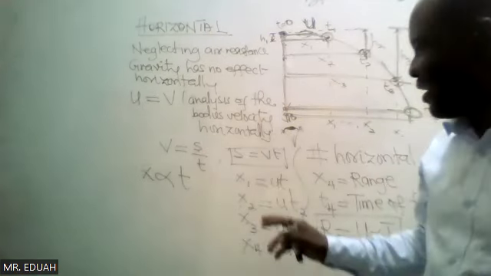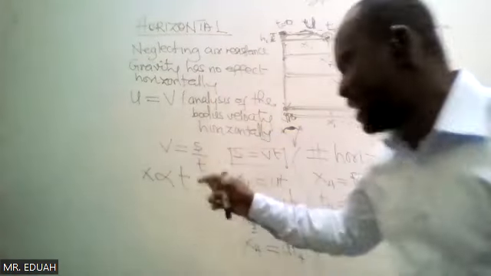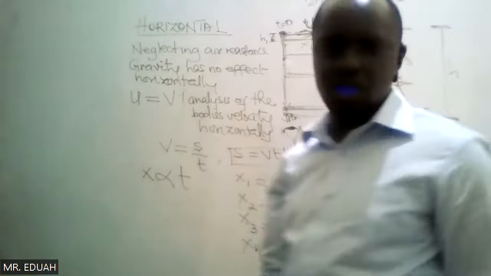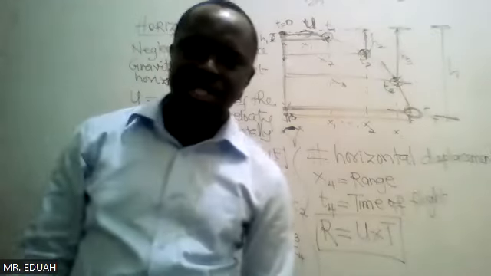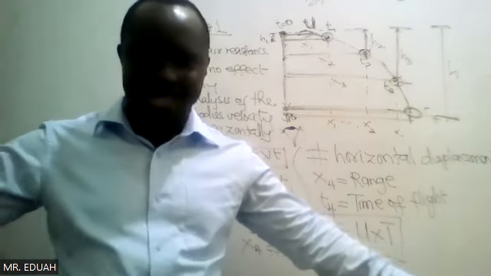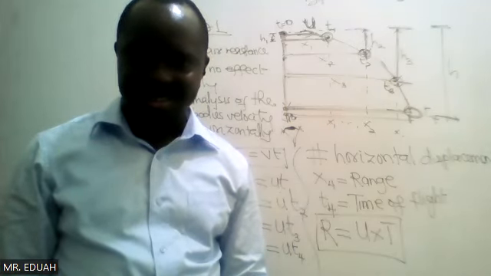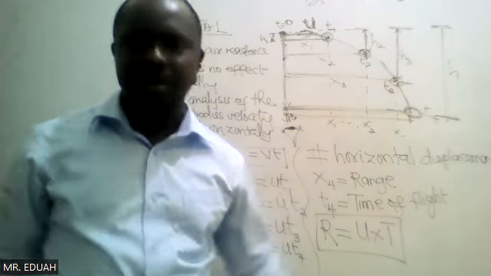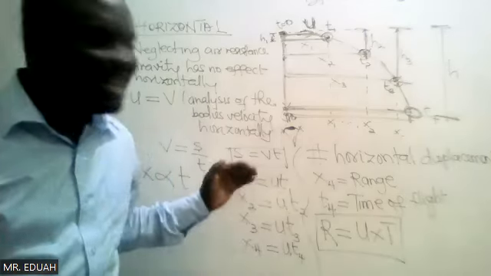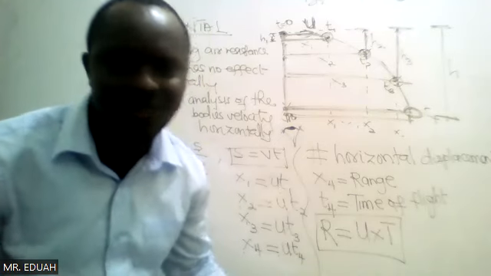If velocity is constant, how do we analyze the acceleration of the body horizontally? What do you think will be the acceleration of the body horizontally? Zero. Why zero? Because there is no change in velocity. Exactly. So the acceleration horizontally is zero because there's no change in velocity.